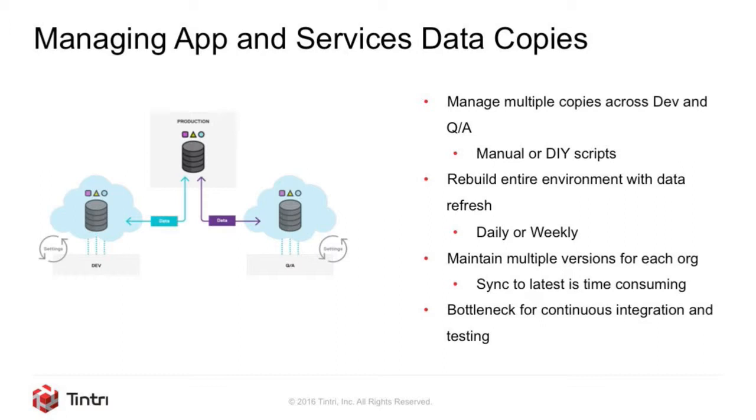And the last thing we have found across the board is that it's a bottleneck for continuous integration and testing. More and more production data is coming in, developers are using it, testers are using it, and then there are new features and new functionality coming in. So how do you keep all the data in sync that is being used to build the new features and fix the releases?